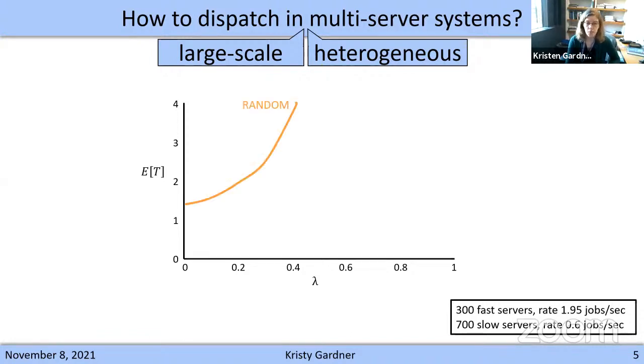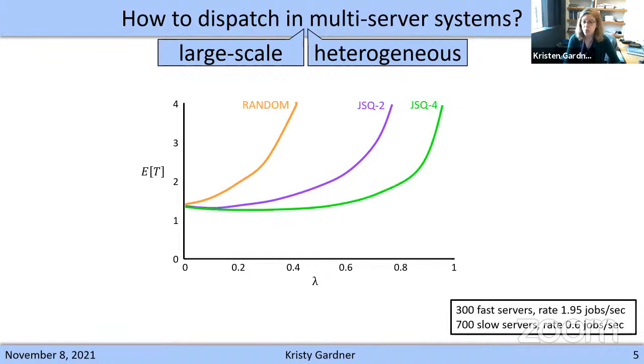The first line that I'm going to put up here is random dispatching. I just send the job to some server that I choose uniformly at random. And I'm putting this up here mostly to show what a bad choice of a policy looks like in terms of response time. Once we start looking at our JSQD policies, JSQ2, using sampling just 2 servers, does much, much better than random. And as we continue to increase D, we do better and better, all the way down to just our regular old JSQ.